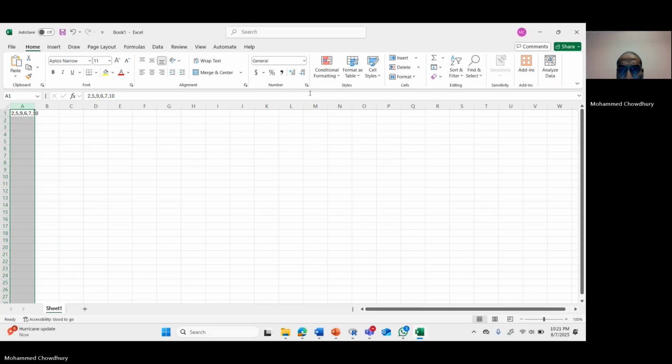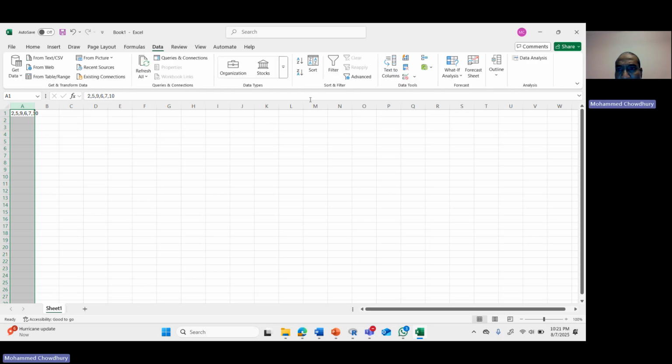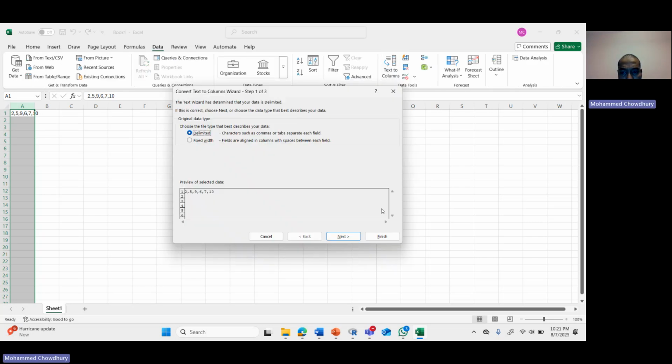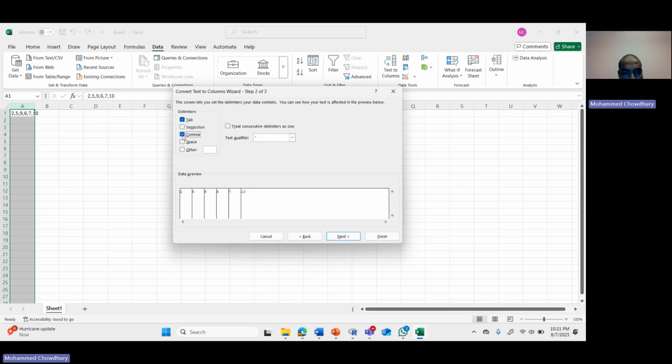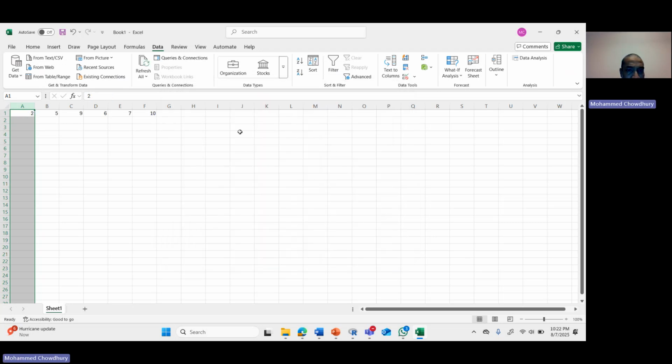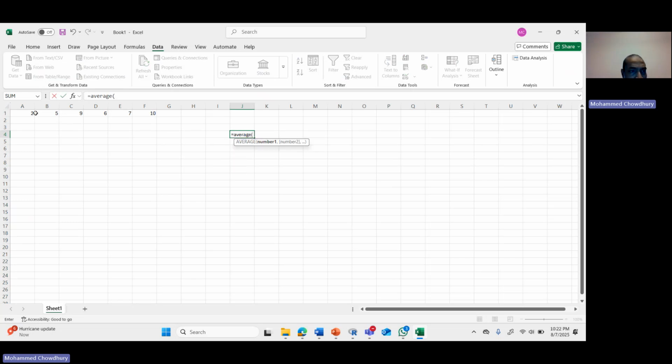Where is that? Oh, let me go to the data tab, text to columns. So just go there and then comma, and then data has been separated into 6. So now if I want to find the mean, I have to write average, and then I want to select all of this and hit enter. 6.5 is the mean. So this is known as the arithmetic mean.